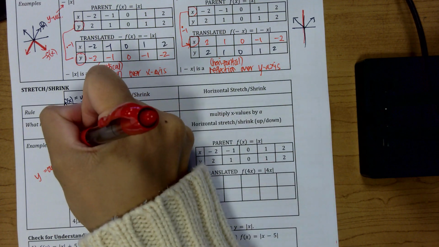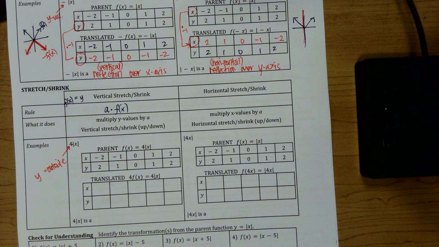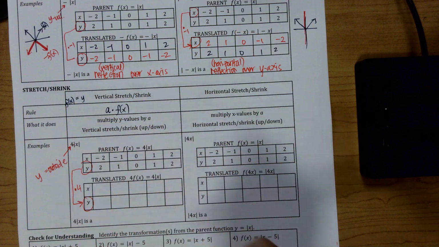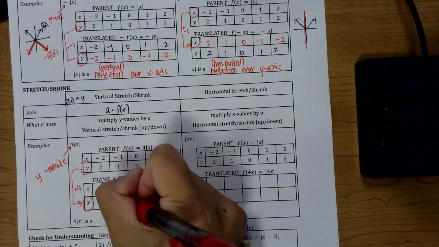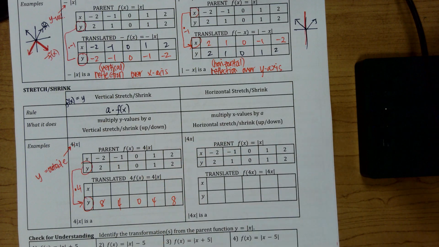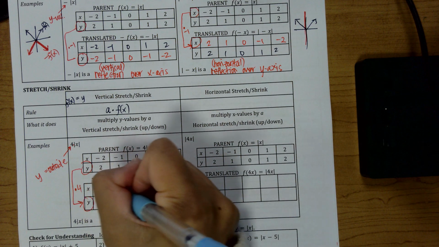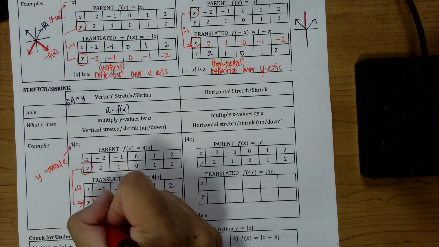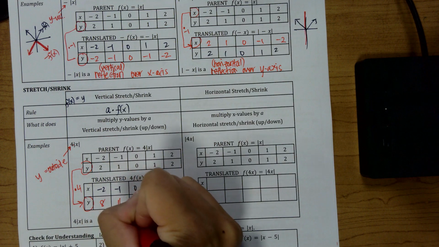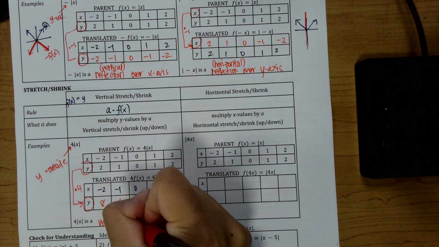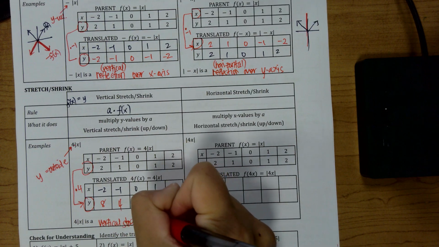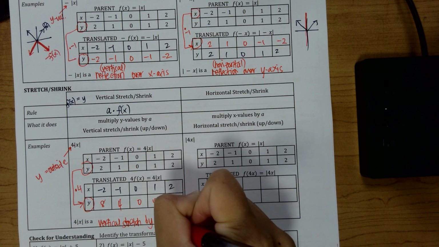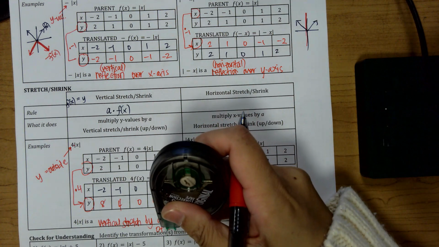Okay, so it's a multiply, invisible multiplication that we don't see. I'm going to take all my y values and multiply by 4, and that'll be 8, 4, 0, 4, 8. My x's do not change. And this is a vertical stretch, sorry, by a factor of 2. Oh, sorry, 4. What am I thinking?